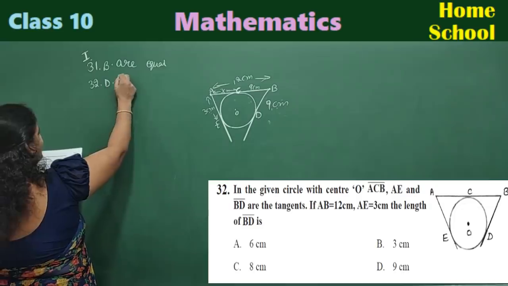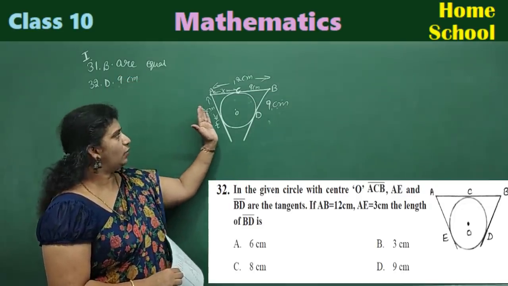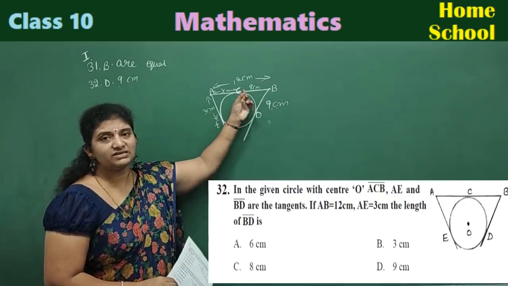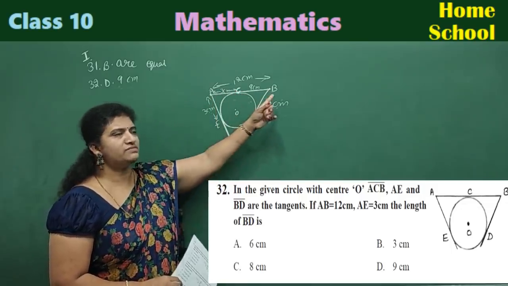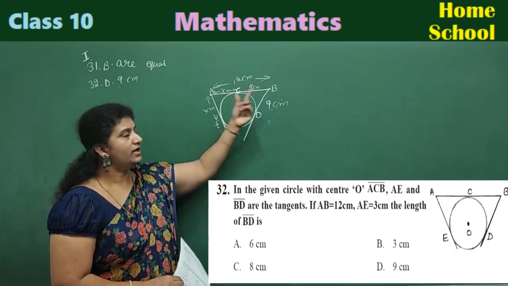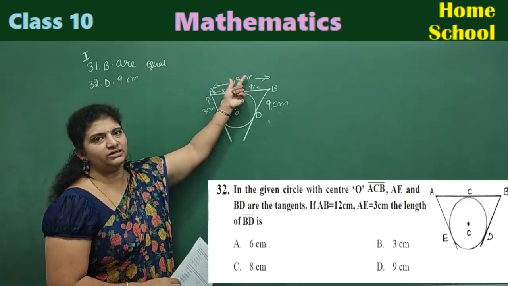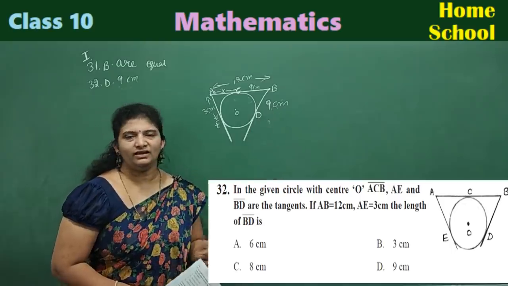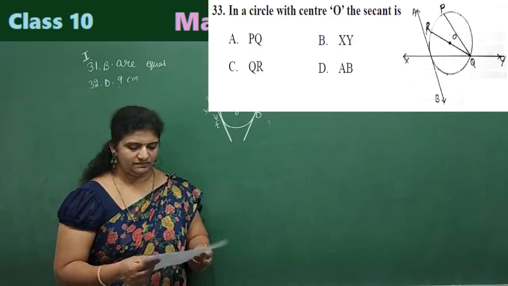Option D, 9 centimeters. See the figure carefully. They have said only AE and BD are tangents. But I can see AB is touching at a point C at one point of a circle. That means this becomes a tangent. And if A is external point, these two lengths will be equal. And if B is external point, these two lengths will be equal. I know AB length and subtract this, 12 minus 3 will be 9. If this is 9, this will be 9. Therefore, your answer is option D, 9 centimeters.